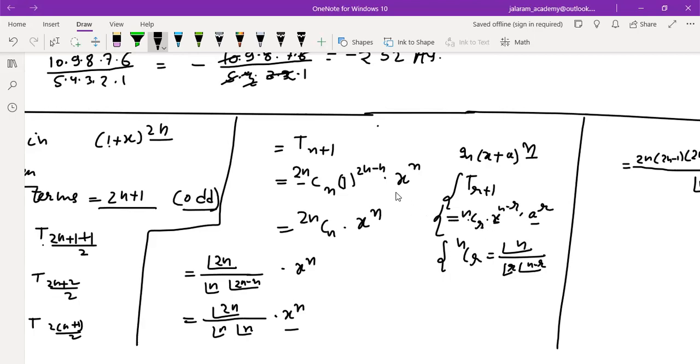In place of r, we have to find the nth term: 2nCn into, in place of x, it has 1 to the power n minus r, that is 2n minus n, into a to the power n with x to the power n. So 2nCn x to the power n.